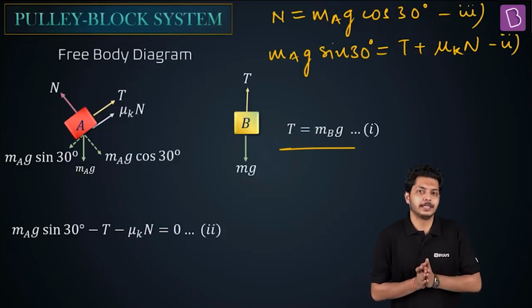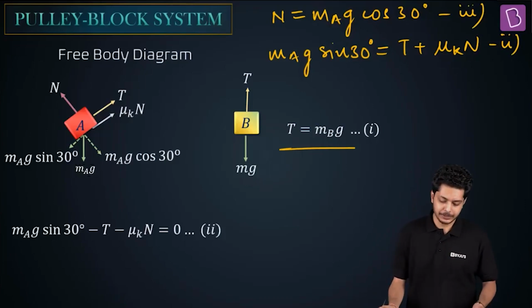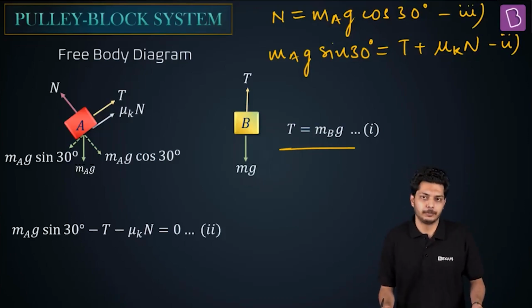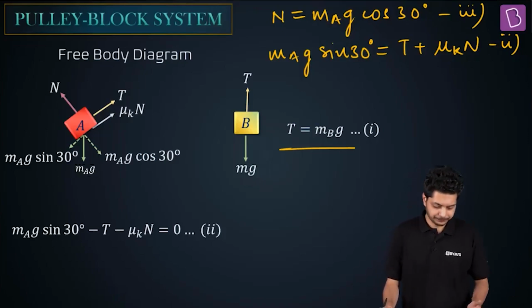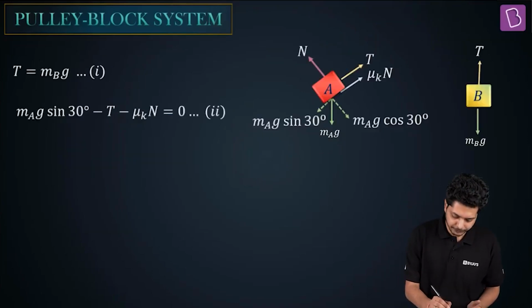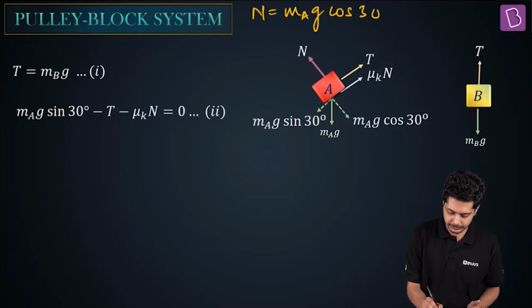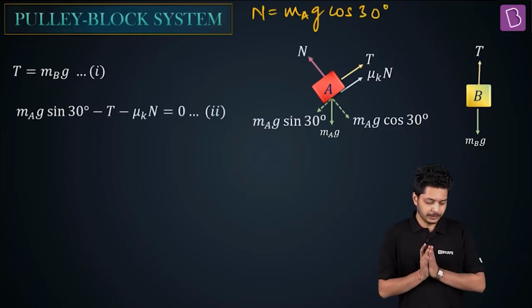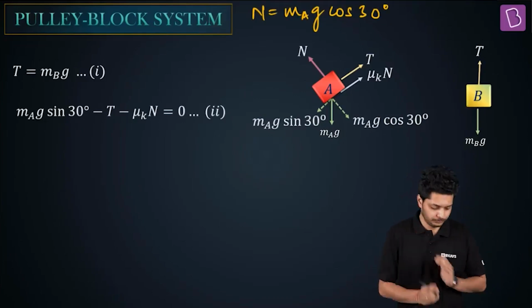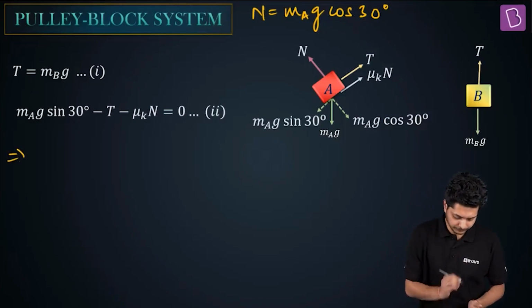Now these are the three equations. We have to solve them and find the magnitude of mass of block B. Okay, all right. So let's solve them. Here we have one more equation. N is equal to mag cos 30 degrees. Let's focus on equation number 2 and let's substitute the values.